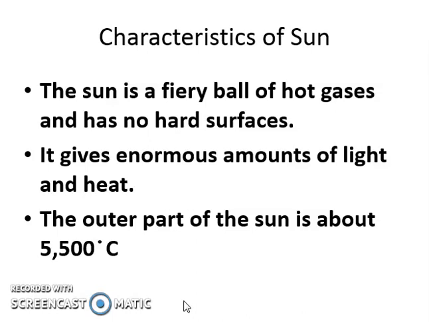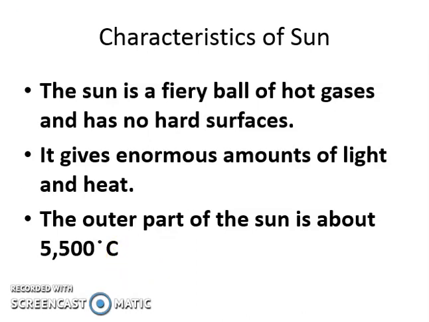Lava and magma have an average temperature of 2000 degrees Celsius, and that could melt stone, rock, and steel. And imagine this temperature, 5500 degrees Celsius. It's so hot.